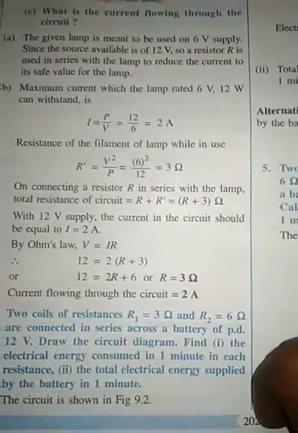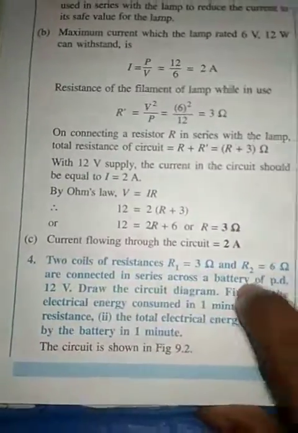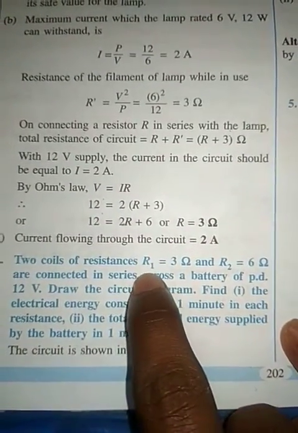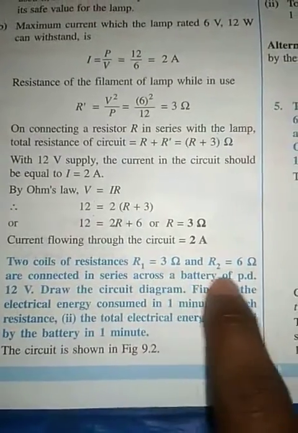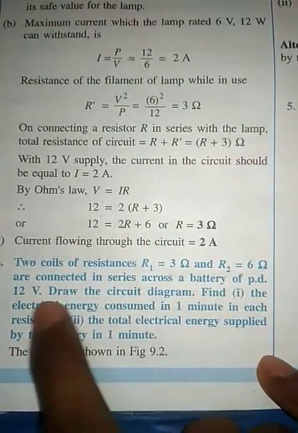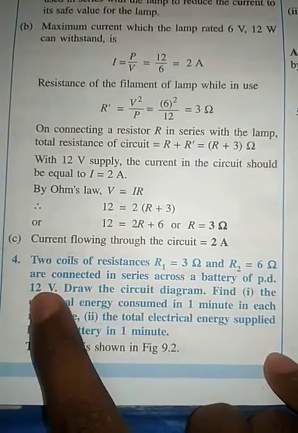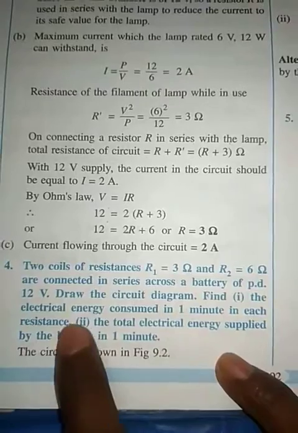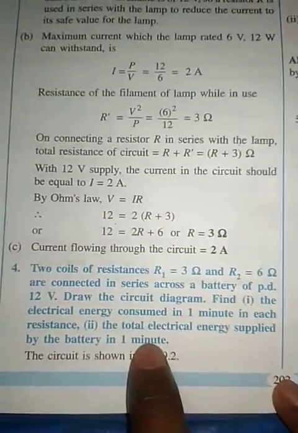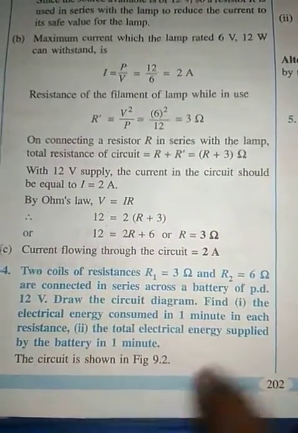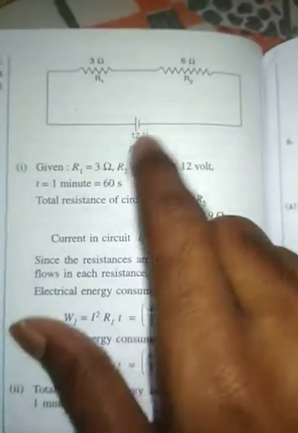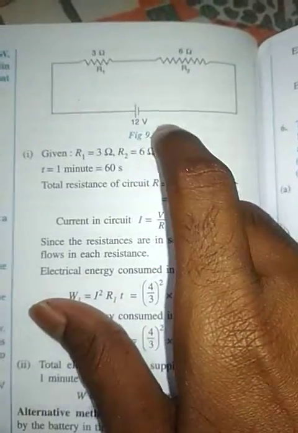Okay, there is one more math problem solved. It is said that there are 2 coils, and 2 resistances are connected with them. One is 3 ohm, one is 6 ohm, and a potential difference of 12 volt is applied. You have to draw the circuit diagram, and calculate the electrical energy consumed in 1 minute and the electrical energy supplied by the battery in 1 minute. Let's check it. We have drawn the 3 ohm and 6 ohm connected in series, and 12 volt potential difference is applied here.